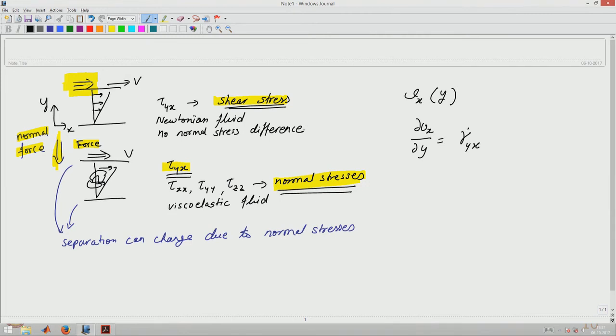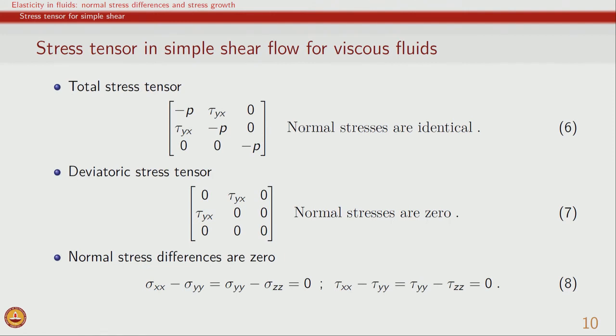and for a viscoelastic fluid normal stress differences will arise, and therefore, they can be used as an indicator of the mechanisms as well as the elasticity that is involved in the material.